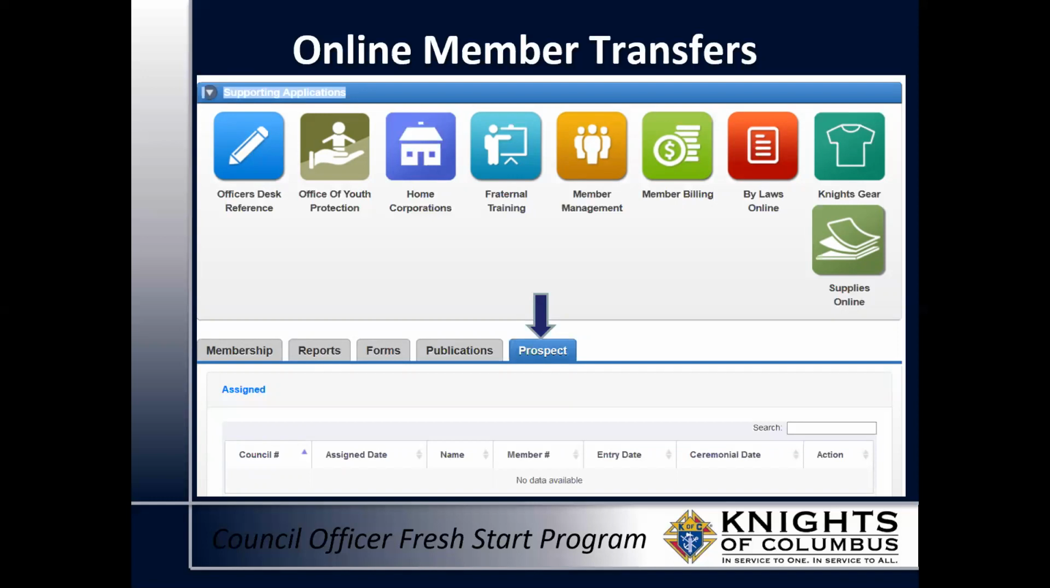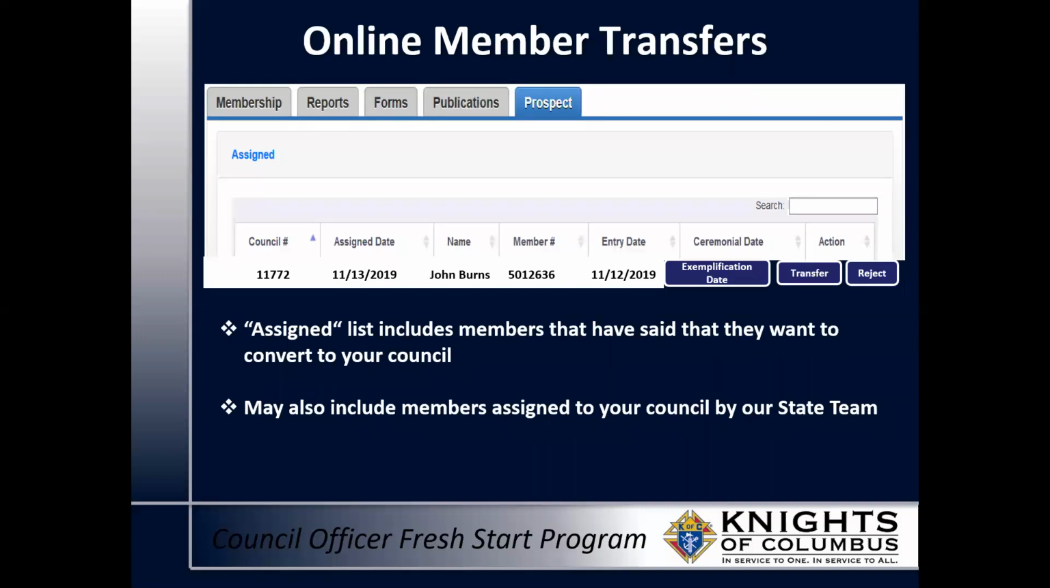After you sign into Officers Online, you can scroll down the page and you will see these tabs. The tab that is marked Prospect is the one you want to hit. This can be done by either the Financial Secretary or the Grand Knight. Once you click on that tab, this is what you will see. If you don't have any assigned, it's going to say there are no assignments. If you have somebody looking to transfer to your council from e-membership, you'll see this kind of information.